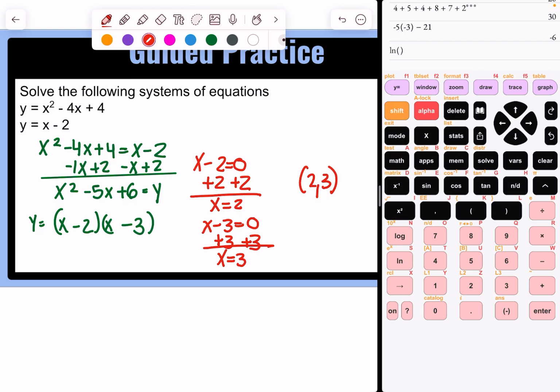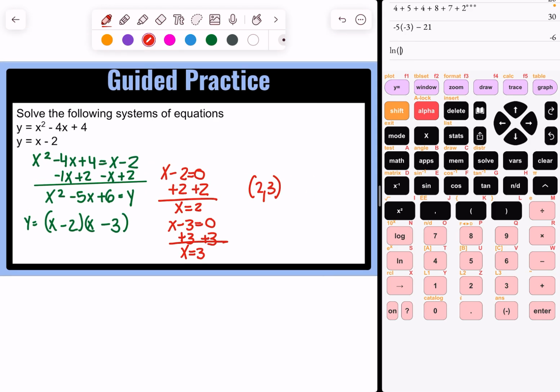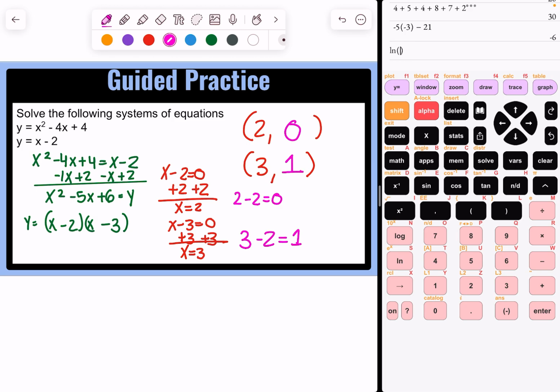Remember, you could check your answer by plugging in that 2 and 3 and make sure it works. Oh, this is not how we word it. One second. We have one parentheses with a 2 and one parentheses with a 3, but we need to solve to find out what our y equals. So let's use the equation y equals x minus 2. So 2 minus 2 is 0, and then 3 minus 2 is 1. These are our two answers.